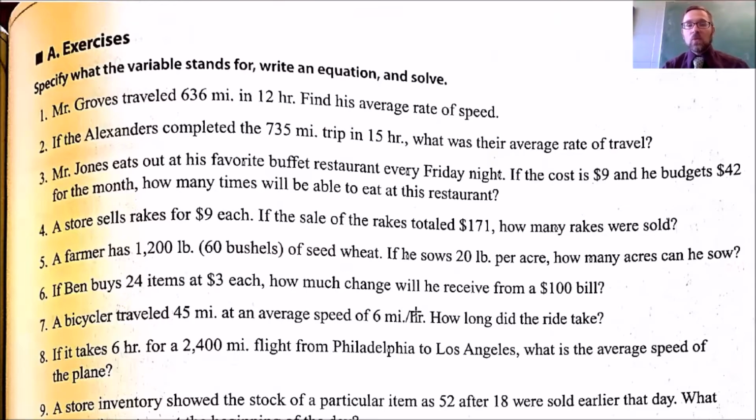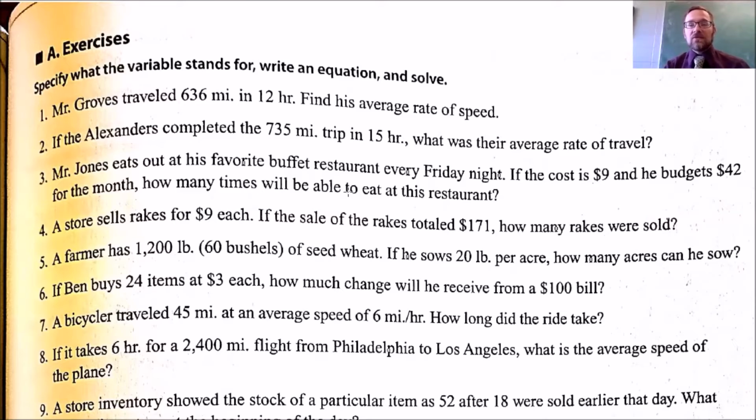I'm going to go ahead and talk about number 1 real quick, just so that you know what we're talking about here. Mr. Groves traveled 636 miles in 12 hours. Find his average rate of speed. So rate of speed is miles per hour. That is literally written as a division problem. So we have 636 miles, 12 hours. So 636 divided by 12 would equal his rate of speed, because that would be miles per hour. And the answer is in miles per hour. So that's me telling you the answer to number 1. I'm not writing it out for you, but I'm telling it to you.